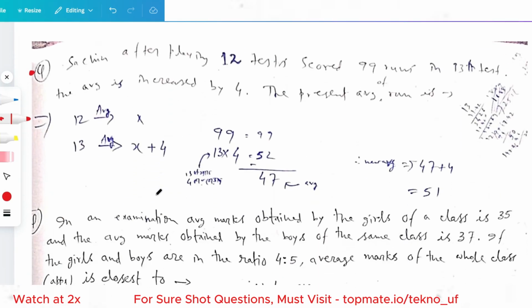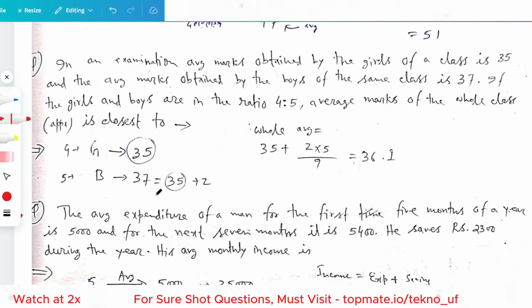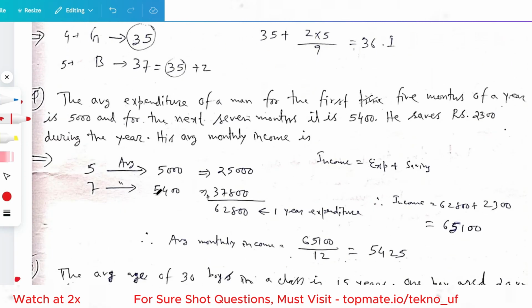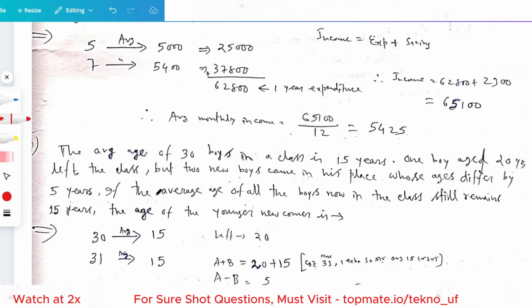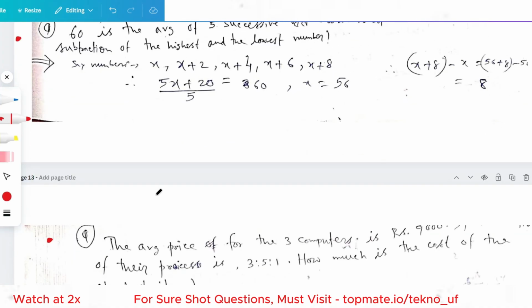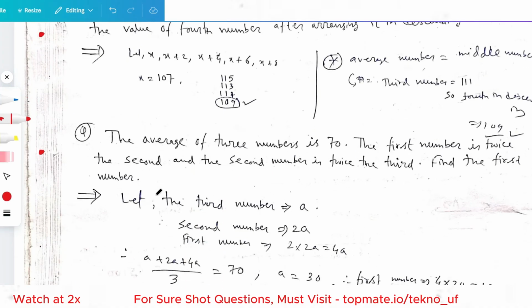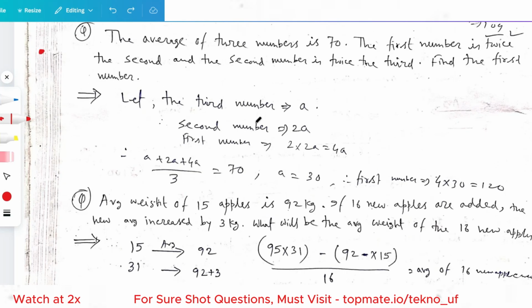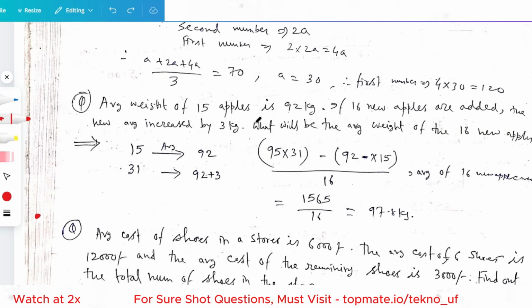So let me go to the next problem. Actually I think I am just exaggerating things, so let me skip a few things. Which one should I take to make you understand? Actually this one is a very important question.